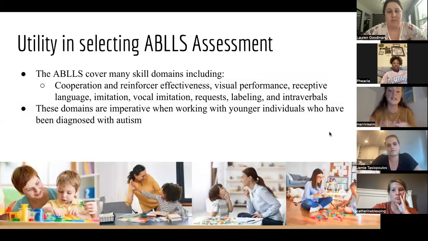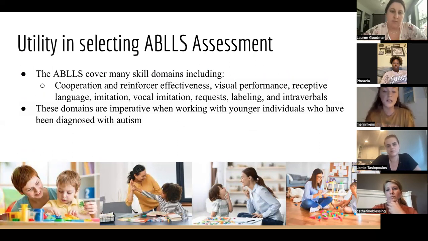So, utility in selecting the ABLES assessment. The ABLES covers many skill domains, including cooperation and reinforcer effectiveness, visual performance, receptive language, imitation, vocal imitation, requesting, labeling, and intraverbals. So these domains are imperative when working with younger individuals who have been diagnosed with autism.